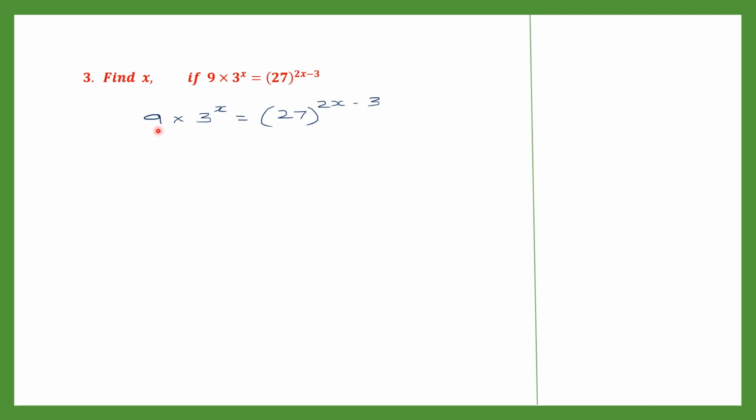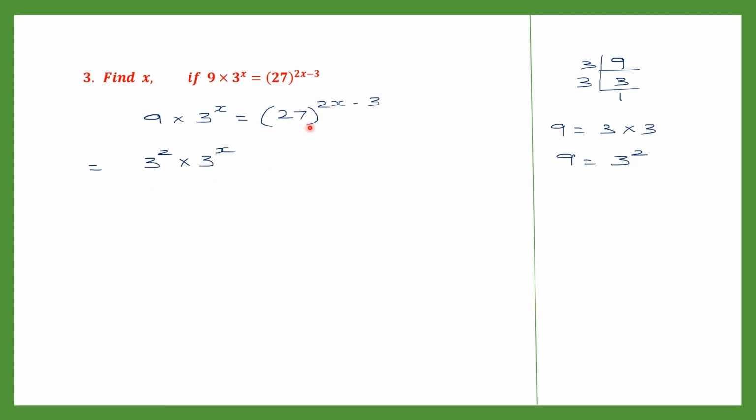So let's find the prime factors of 9. In that case, 9 divided by 3, 3 threes are 9, and 3 ones are 3. So what are the prime factors of 9? The prime factors of 9 are 3 into 3, or we can say 9 is equal to 3 raised to the power of 2. So here, now instead of 9, we can write 3 raised to the power of 2. So this becomes 3 raised to the power of 2 into 3 raised to the power of x. Now can you see the base is the same, so we can apply the laws of exponents.